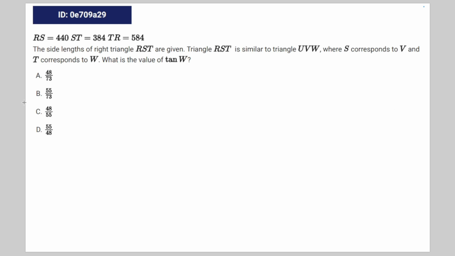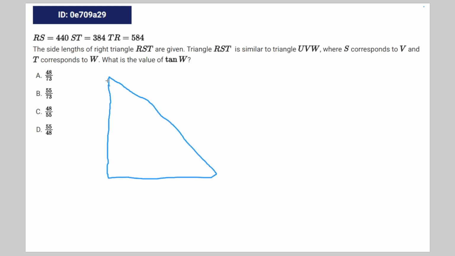Alright, so for the final question, we're going to have a corresponding trigonometric problem. So the side lengths of right triangle RST are given. Triangle RST is similar to UVW, where S corresponds to V and T corresponds to W. What is the value of tangent of W? So to draw RST, it's just going to be a model like this.